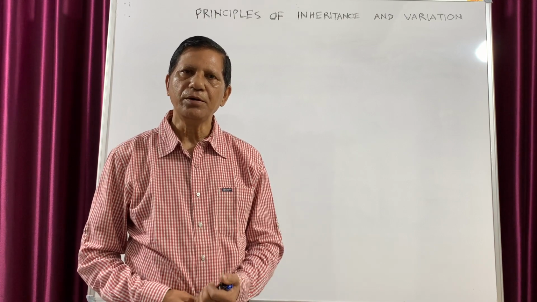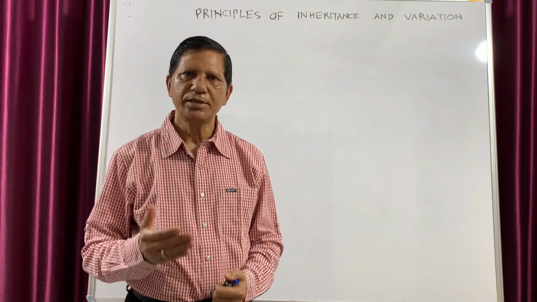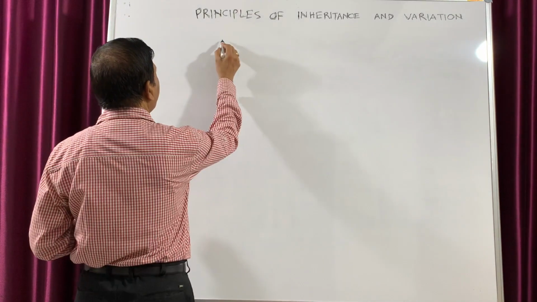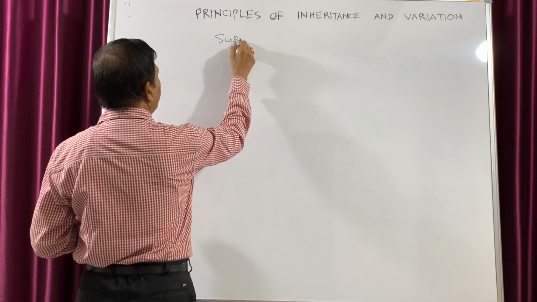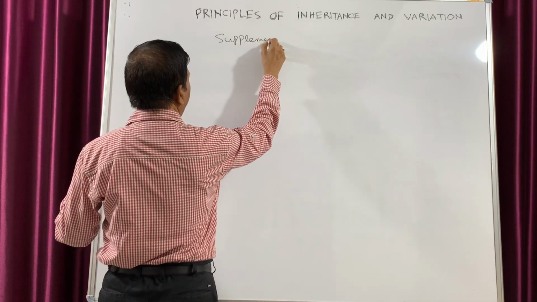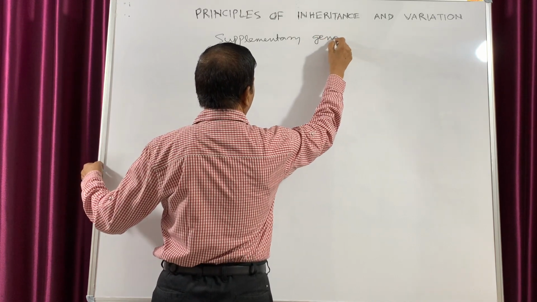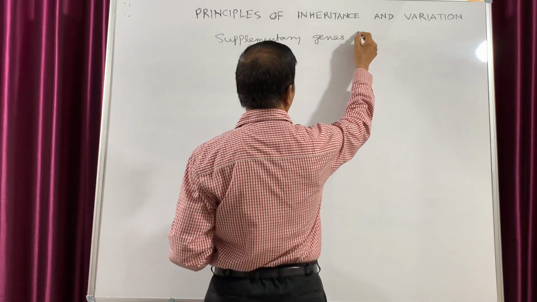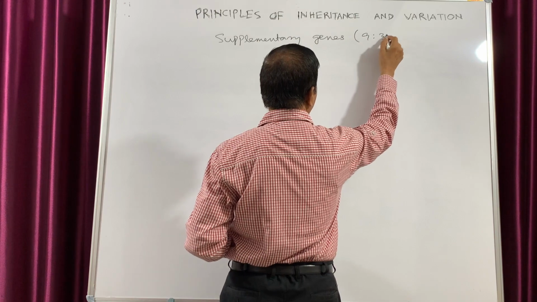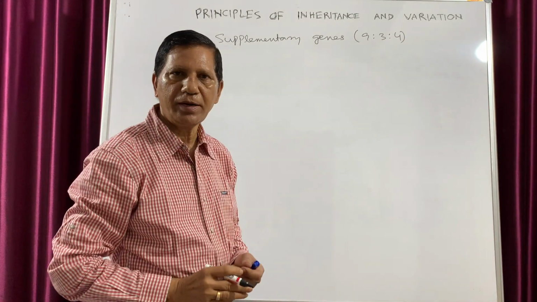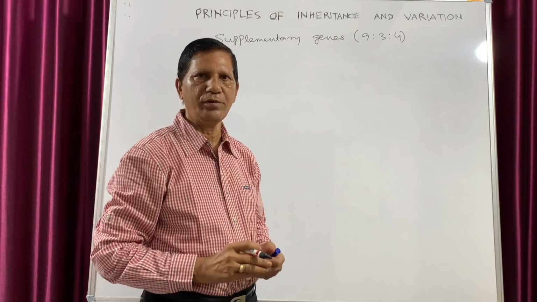Today in this video, we are going to discuss the supplementary genes. Supplementary genes give a ratio of 9:3:4. So this ratio you always have to remember because that is very important from the examination point of view.